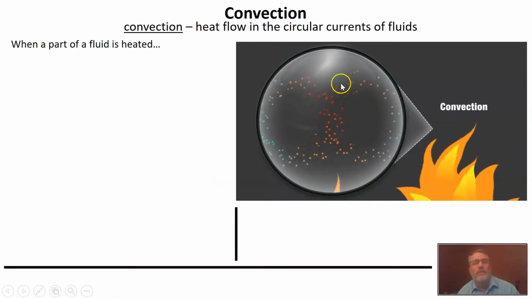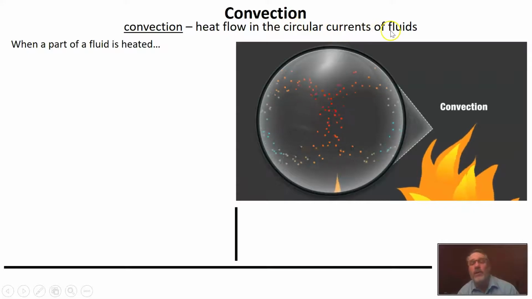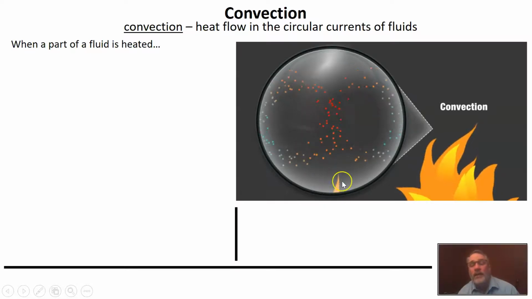First off, I want you to notice that convection, we've said, is heat flow in the circular currents of fluid. Remember, convection only happens in fluids, and by that I mean liquids and gases. So here we can see in this diagram, we have a heat source, right? The gases are up above this heat source. And now here, this is a zoom in. We've magnified to be able to look at the particles that are part of these gases, okay? So here's our heat source, and here are the particles.